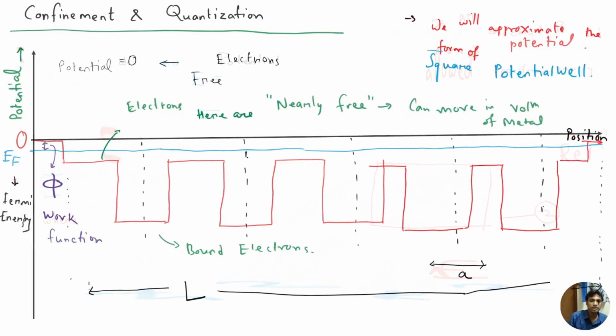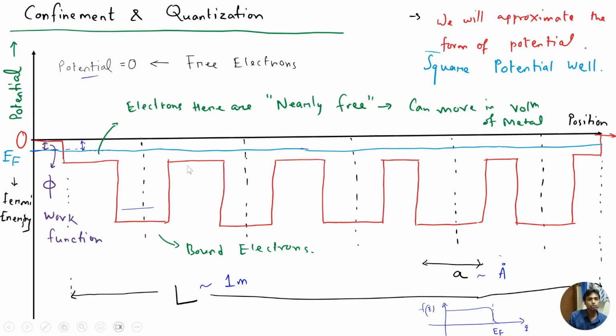Now we identified 3 types of electrons. One is bound electrons, which are confined in this square well potential. Then we saw nearly free electrons. Nearly free electrons can move around in the extent of the metal, of around 1 meter, and bound electrons can move freely only in the extent of a few angstroms. So that is about it.